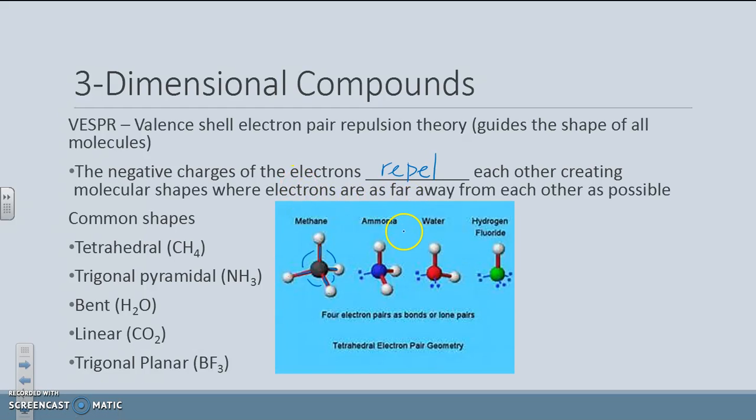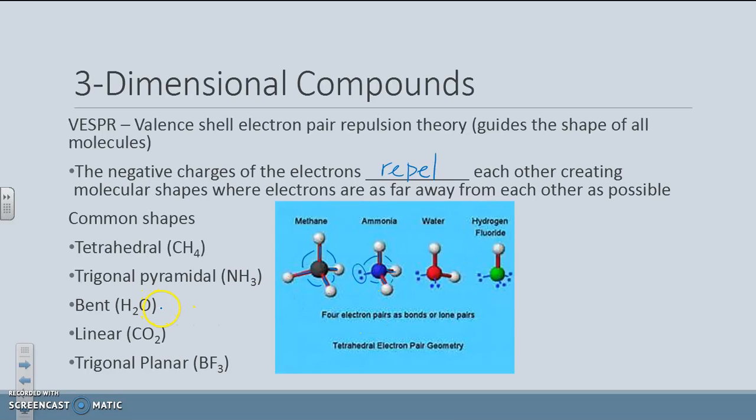All right, we can also have the trigonal pyramidal, or trigonal pyramidals. It depends on how you say it. All right, and that would be an example of ammonia here. Ammonia has the bonded electrons, which are shared, and then there's a free pair of electrons here, and they all repel against each other. They're pushing away from each other as much as possible.